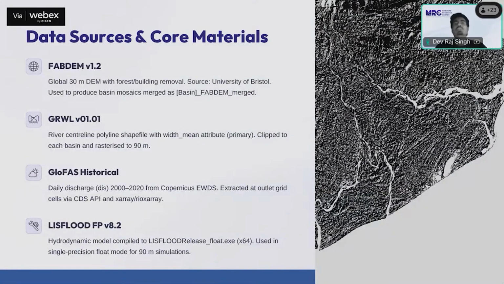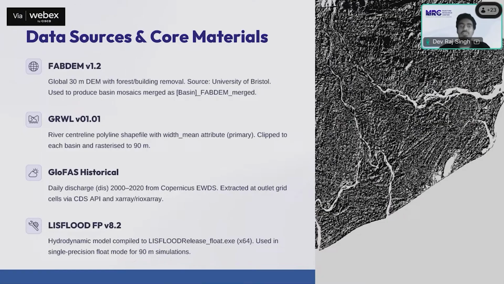So to design a flood module, we need a few parameters to start with. The first parameter that we'll be needing is the digital elevation model. For this project, we use the FABDEM, which basically removes the forest and buildings out of it, because we can't directly use the satellite data, as the water flow will be determined by the surface that is present there and its elevation. The second thing we will need is the width of the river.